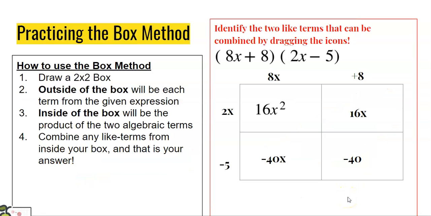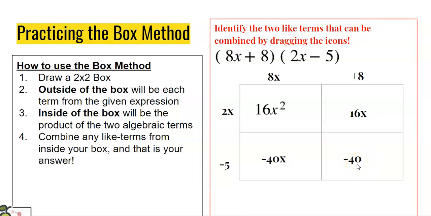So we're going to do the same thing over and over again. Notice here I have my two binomials, 8x plus 1 and 2x minus 5. So you'll multiply these two across. 8x times 2x is 16x squared. 8x times negative 5 is negative 40x. 1 times 2x is 2x, and 1 times negative 5 is negative 5, the constant.